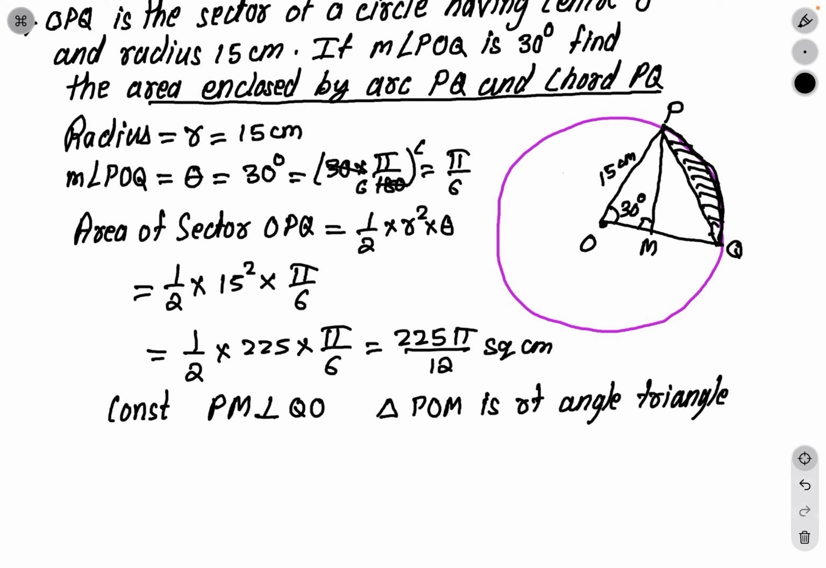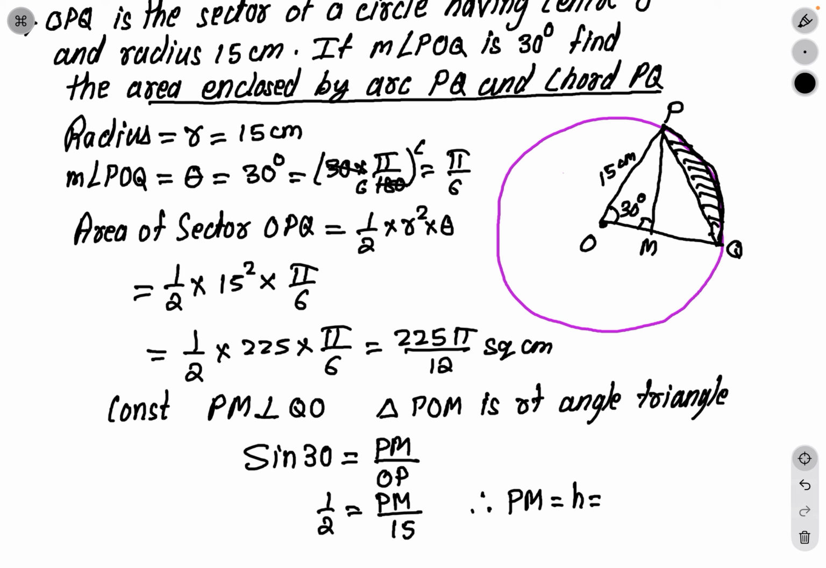Right angle triangle. So sin theta, that means sin 30, is what? Opposite side, that is PM, upon hypotenuse, that is OP. So this is equal to half. PM and OP is 15. So our PM, that is the height of triangle POQ, is 15 by 2.